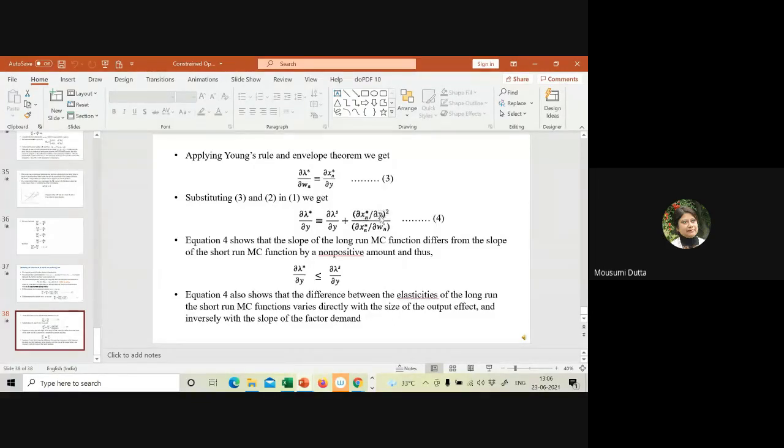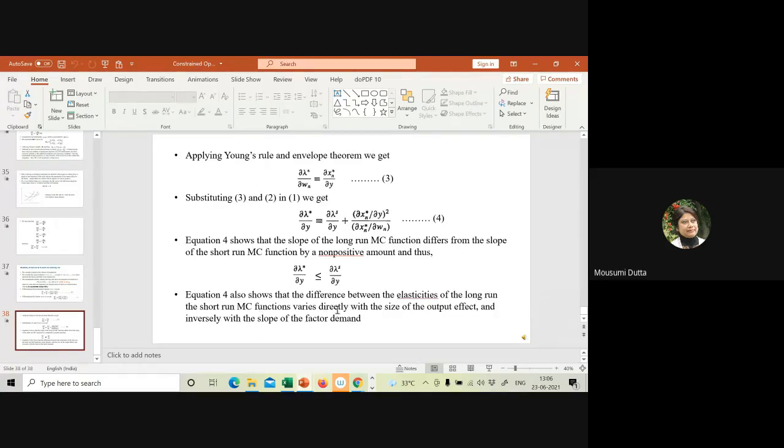As output changes, how the input demand responds. And since here we have the square, it will be positive. So the MC function varies directly with the size of the output effect and inversely with the slope of the factor demand.